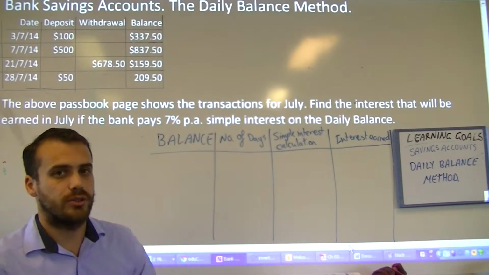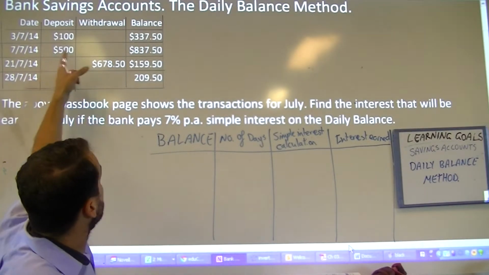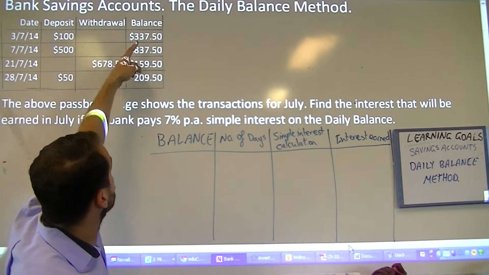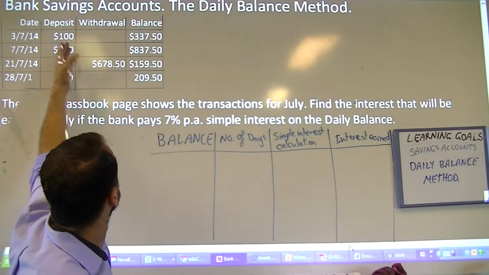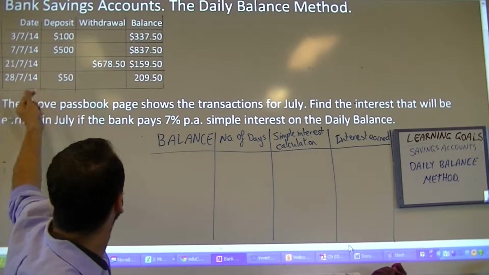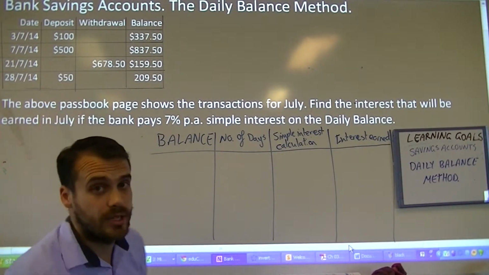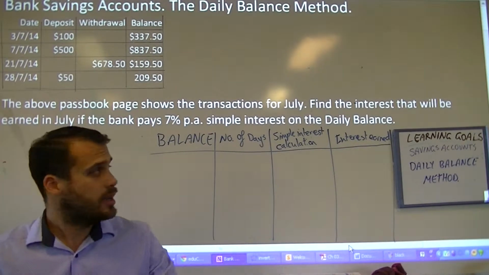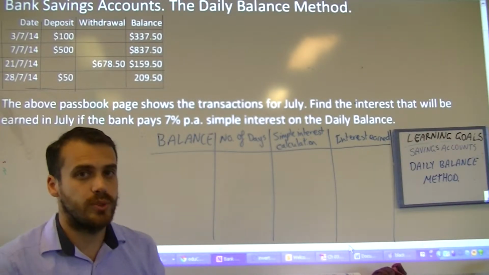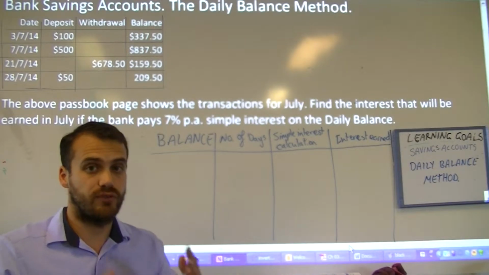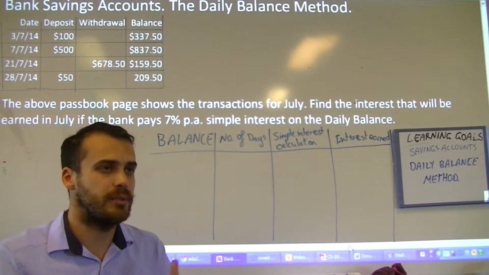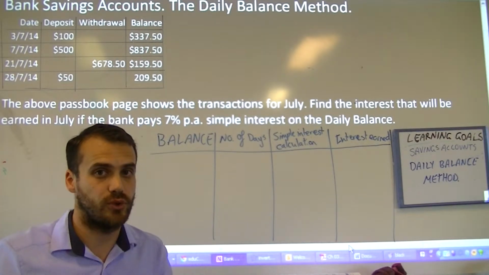In the last video we looked at somebody's bank account and we ran through that. We can see that they deposited $100 on the 3rd, they deposited $500 on the 7th, they took some money out, $678.50 on the 21st, and they put some more money in on the 28th of the 7th. Now the daily balance method, the way that it works is we need to figure out first how many days each of these things are, how many days each balance happens for.